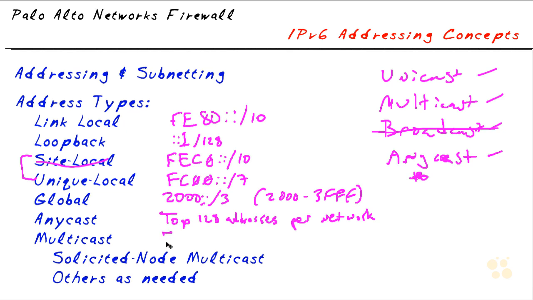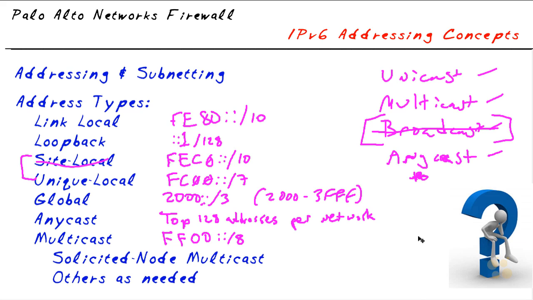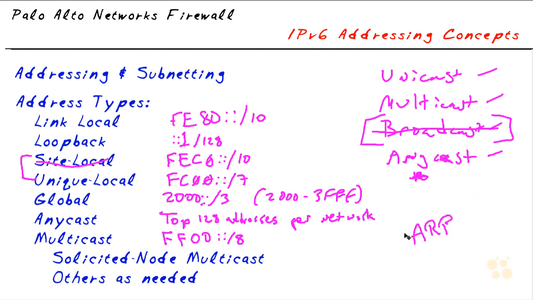Multicast always begins with FF, so /8, and we'll talk about those things in there. Solicited node multicast is one example of this. So going back to my idea right here, when we talk about no broadcasts being around, well, v4 did this really cool thing to figure out what your layer 2 address was. What was it called? Oh yeah, that was called ARP. Well, guess what? We can't ARP in IPv6, so that ain't going to happen.